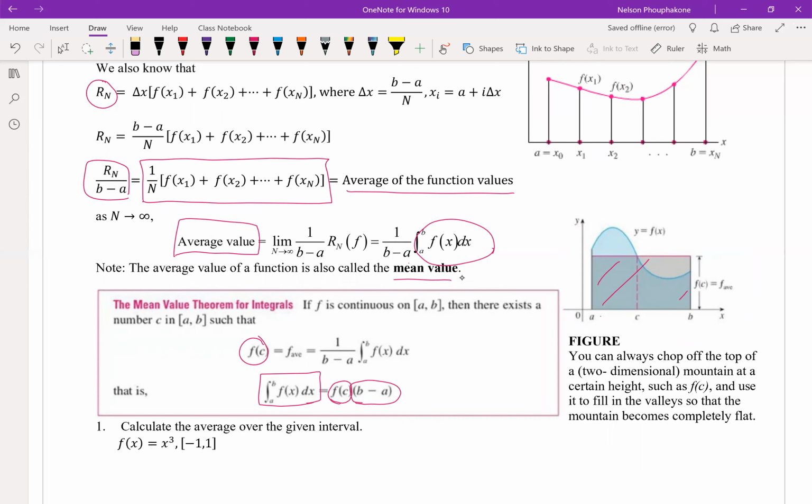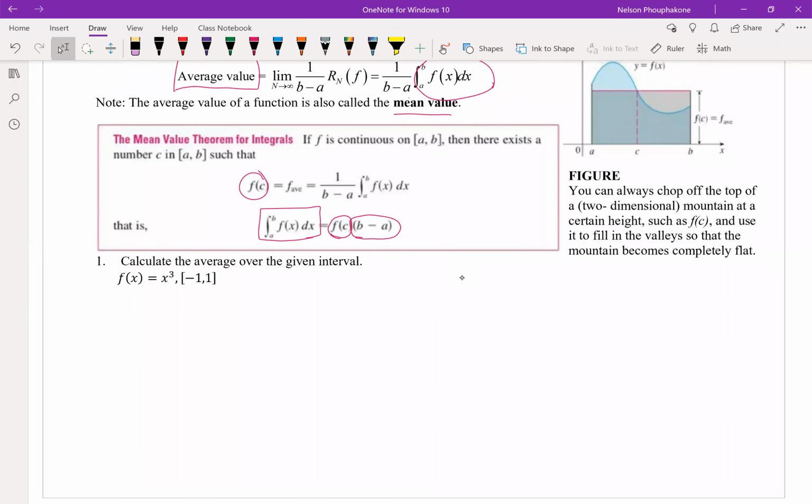Okay, so now let us try to work on this problem. I would like to calculate the average over the given interval. So you will see that the average is equal to 1 over b minus a, integrate between a and b of f of x dx, right? Then in this case, I have 1 over 1 minus negative 1, integrate between negative 1 and 1 of x to the power 3 dx.